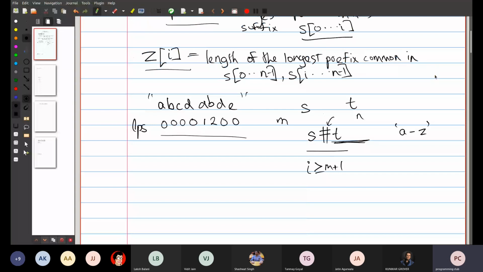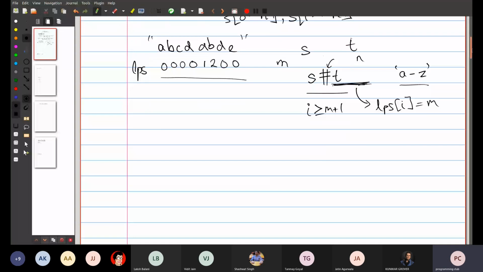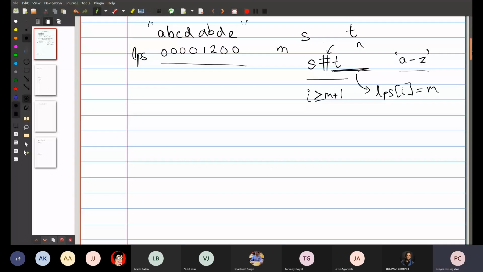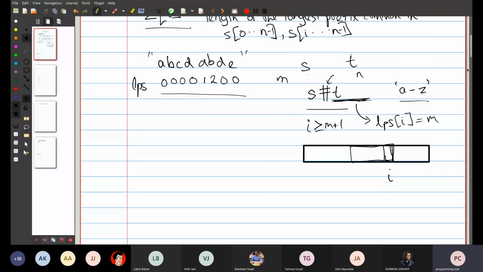So if we have a pattern S and a text T, we form S hash T, and hash is something outside the given character set. For any i greater than or equal to m plus one, which means that it occurs in the T part, if LPS[i] is equal to m, we know that the pattern has occurred here at least once. So if my string ends at i, and I get LPS[i] equal to m, that means I have found a pattern which ends at index i, and I can count the number of times this happens, and I find the position and the number of times the pattern occurs in the text.